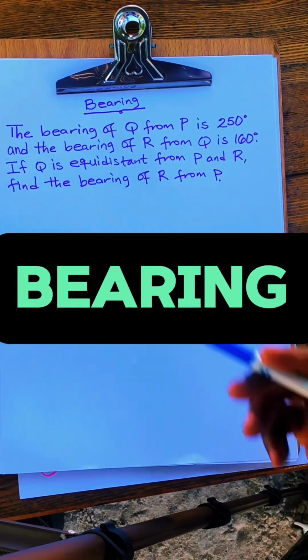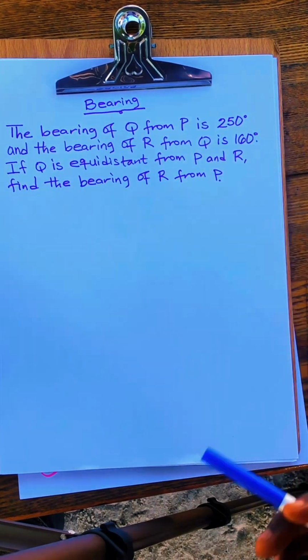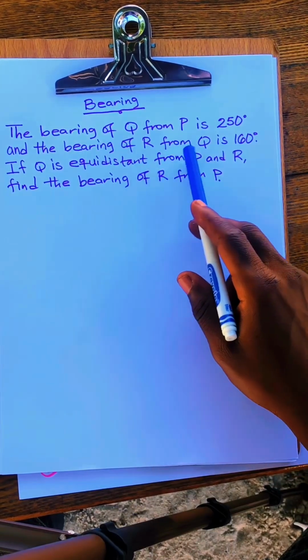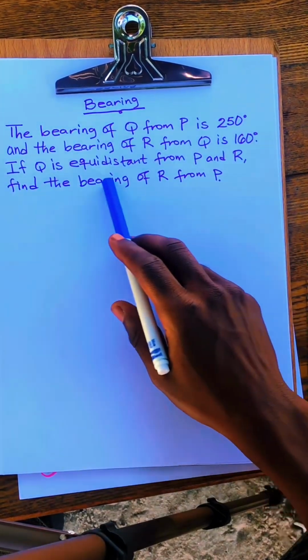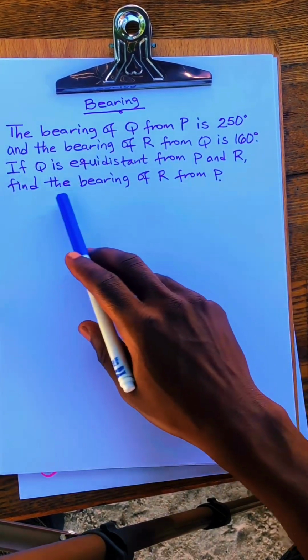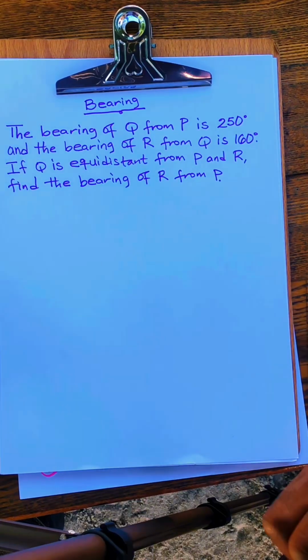Okay, the bearing of Q from P is 250 degrees and the bearing of R from Q is 160 degrees. If Q is equidistant from P and R, find the bearing of R from P.